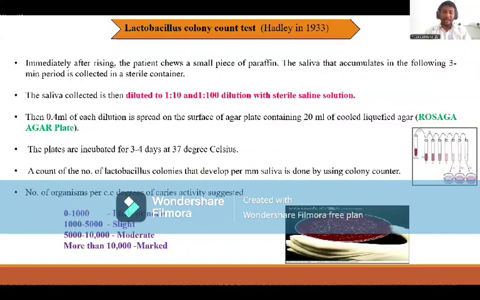Now we'll see how we interpret it. If the colony count is 0 to 1000, it is considered little or no caries activity. If it is 1000 to 5000, we consider it slight activity. If it is 5000 to 10,000, we consider it moderate activity, and more than 10,000 is considered marked caries activity. This test has some advantages and disadvantages also. Advantages are that it is simple and useful for screening purposes. Disadvantages are that the result takes a longer duration, and colony counting is tedious.